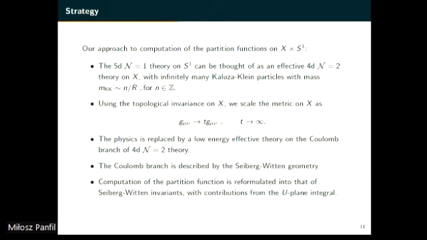And from there, now that we have an effective four-dimensional N=2 theory, we basically use the strategy that was used in the original derivation of the 4D version of the Donaldson invariant by Moore and Witten. First of all, we use topological invariance on X and scale the metric on X like this. Then the physics is replaced by a low energy effective theory on the Coulomb branch of the effective 4D N=2 theory. As I will illustrate in a moment, the Coulomb branch is also described by some Seiberg-Witten geometry. And then the computation of the partition function is reformulated into that of the much easier computation of Seiberg-Witten invariants, with an additional contribution from the U-plane integral that I'm going to explain momentarily.